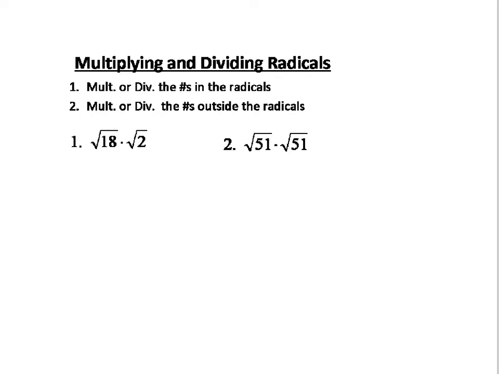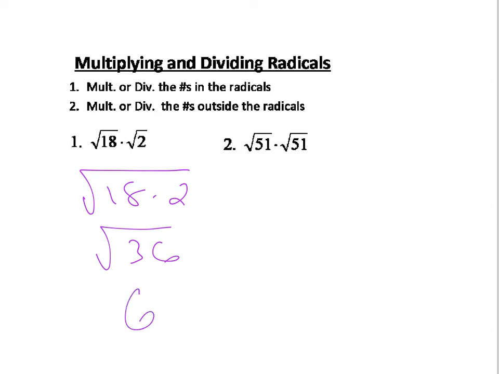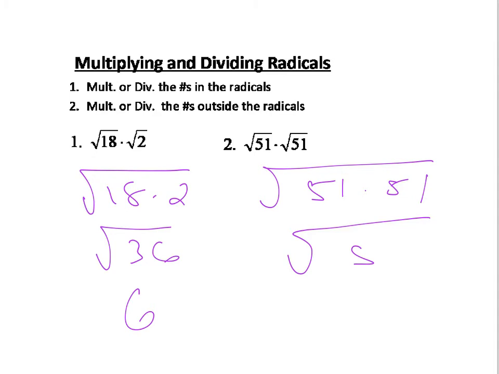Okay, so if we look right here at number 1, we have root 18 times root 2. So I can write that as root 18 times 2. 18 times 2, of course, is root 36. The square root of 36 is 6. Root 51 times root 51 is root 51 times 51. I have no idea what that number is, but if I think about it this way, root 51 times 51 is root 51 squared. Well, the square root of 51 squared is 51.